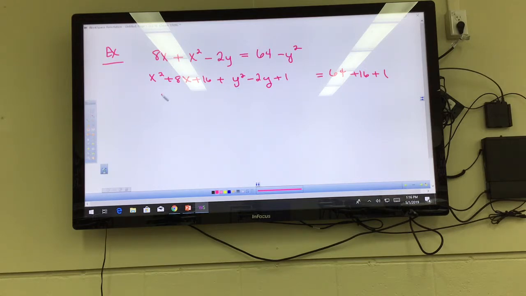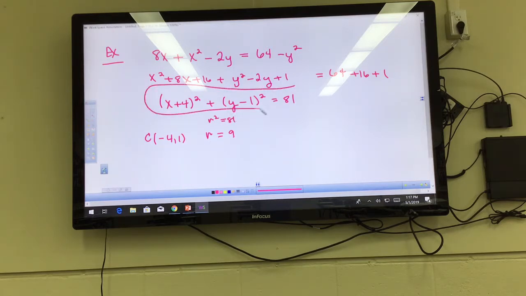So now we can say x plus 4 squared plus y minus 1 squared is equal to 64 plus 16 plus 1 is 81. And I have written the equation of the circle. I could easily identify the center as negative 4, 1, and the radius as 9, because r squared is 81, so therefore r is 9. So this is the equation of the circle.